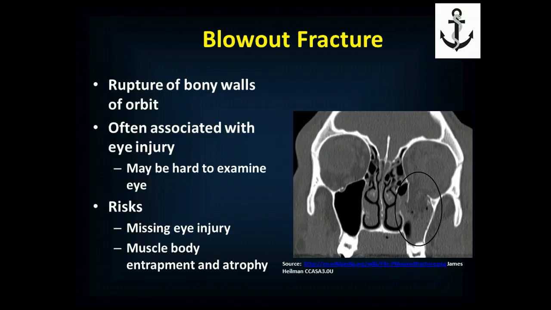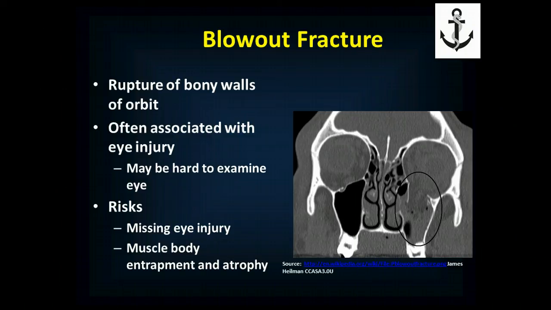In a blowout fracture, you suddenly increase pressure in the orbit, usually from blunt trauma, and it causes the thin bony walls of the orbit to rupture. So on this CAT scan, on the patient's left, you can see that black circle. That black circle is around the inferior wall of the left orbit, and it is blown out, and there is blood and muscle down into the sinus. You look at the sinus on the right, right underneath the orbit and the orbital wall there, it's black, it's completely empty. These are often associated with eye injury, and it's very hard to examine the eye because these people are getting hit in the face and they're getting a lot of swelling.